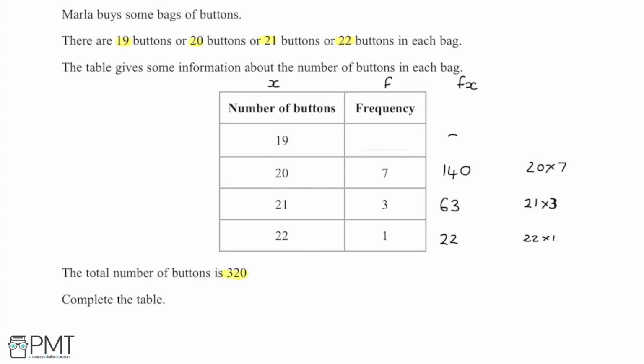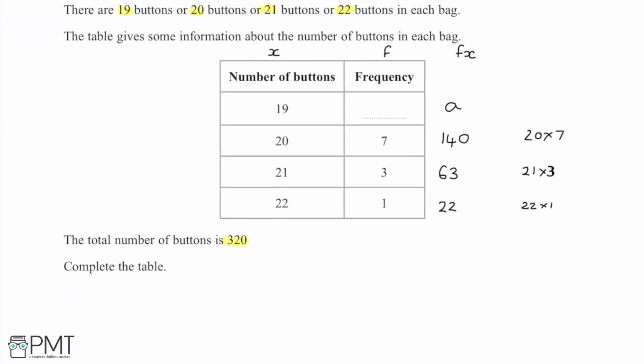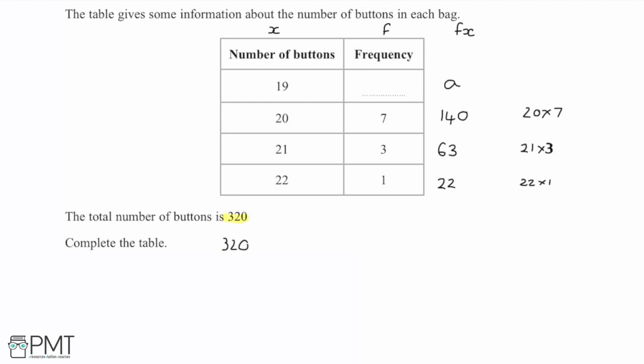Now here, I'm missing this value in this column because I don't have a frequency for the number of bags that have 19 buttons in. However, I do know that this f of x column, so the total number of buttons, is going to sum to 320. So if I take 320, subtract 140, subtract 63, subtract 22, then I'm going to be left with A, as all of these have to sum to 320. So in this instance, A is going to be 95.